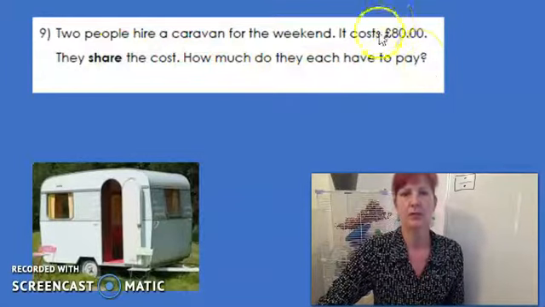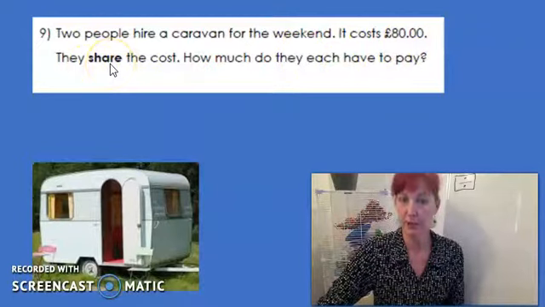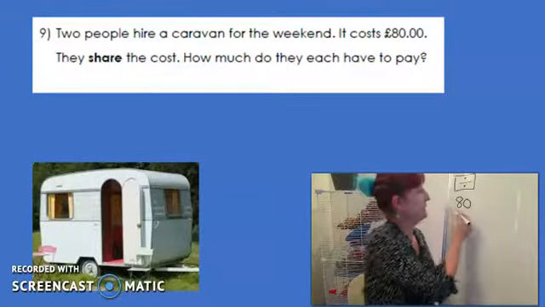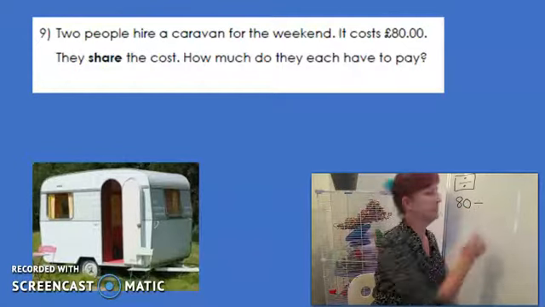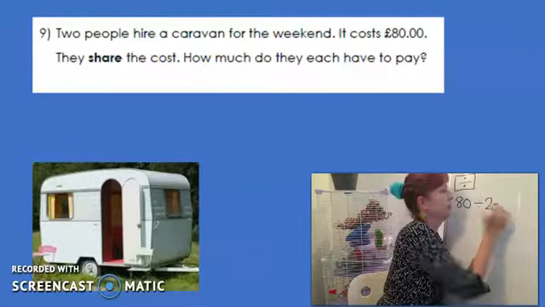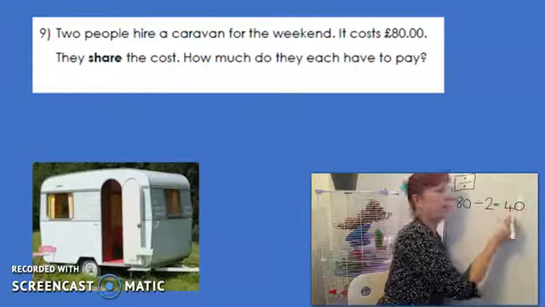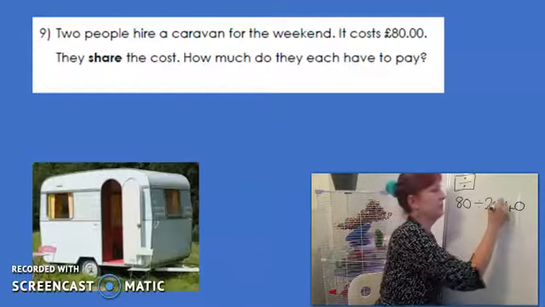Okay, so I've got to get my cost, and then I've got to share it, split it, divide it between 2 people. So I've got my £80. Yep, and then I'm going to use my divide button. Divide by 2 equals 40. 40 what? It was money I was working on, so it's still going to be £40.